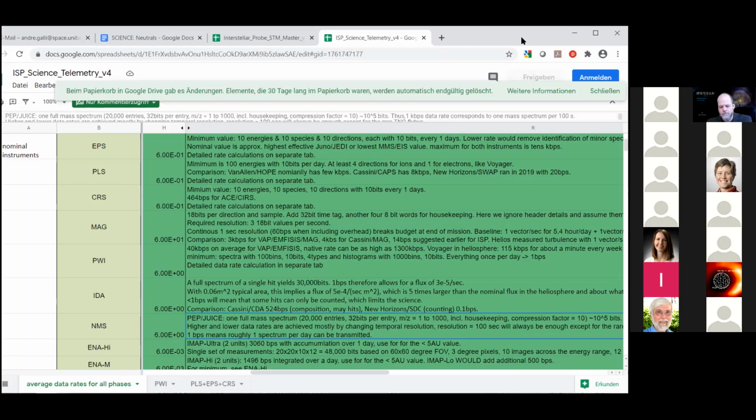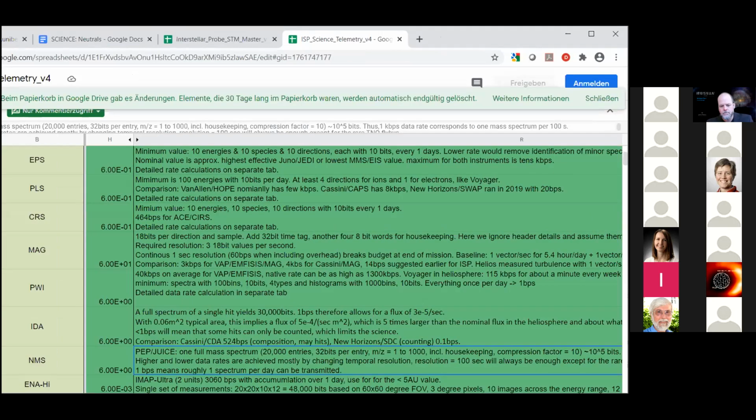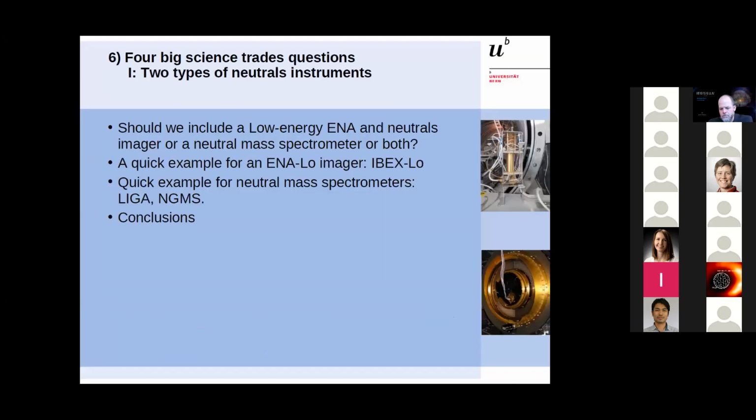And with this, let's go to the last and biggest and the best point, the big science traits questions that have been opened up. The 4 big science traits questions that we have identified and which we want to bring up here.